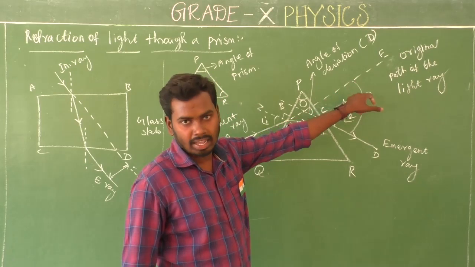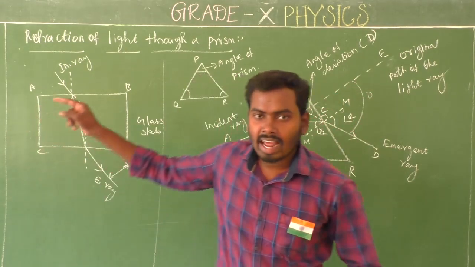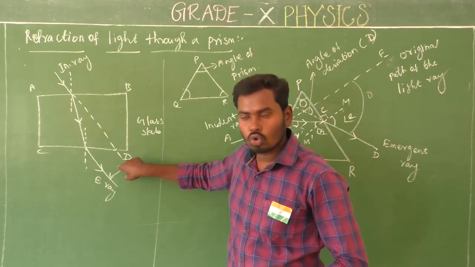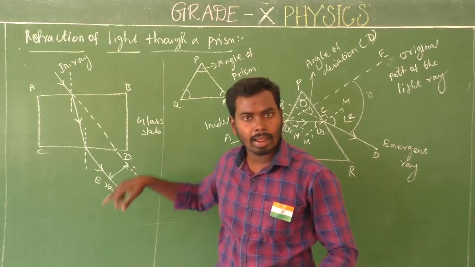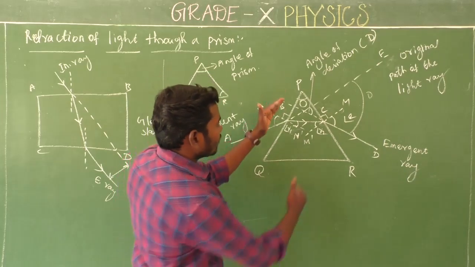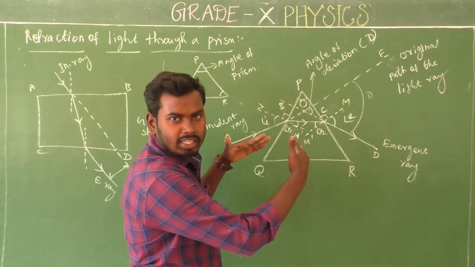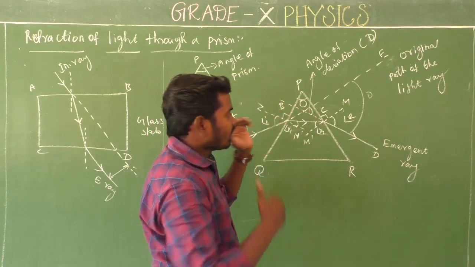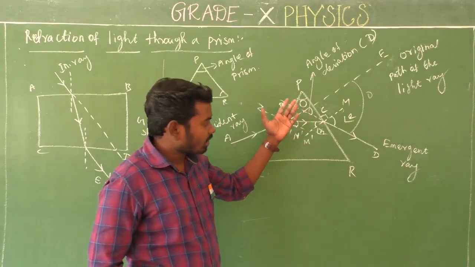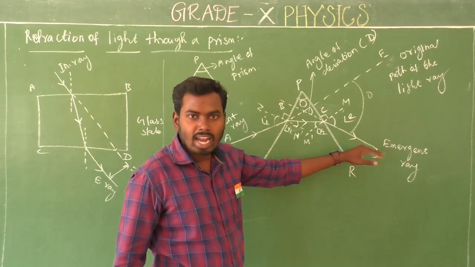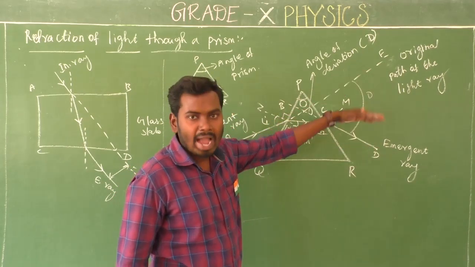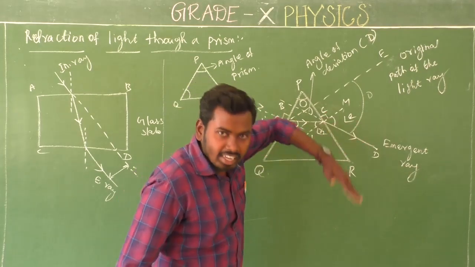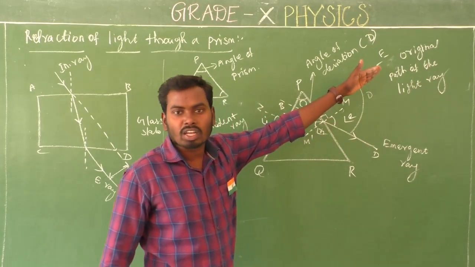Is it clear? But in a rectangular glass slab, the two surfaces are parallel to each other, due to which the emergent ray is parallel to the incident ray. But here the two surfaces are not parallel to each other. There is some angle between them. That is the angle of prism. So due to this peculiar shape of the glass prism, the emergent ray is not parallel to the incident ray. Actually, the emergent ray deviates. Note this point: the emergent ray deviates from the original path of the light ray.